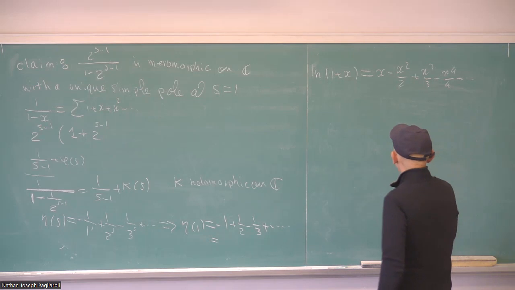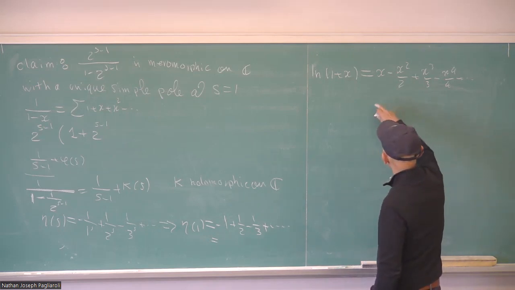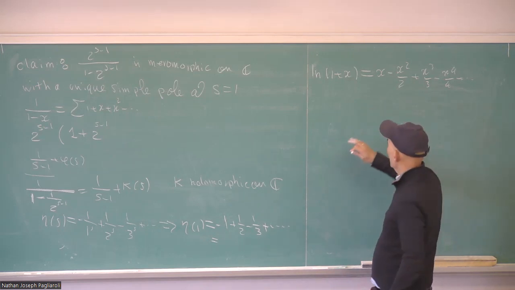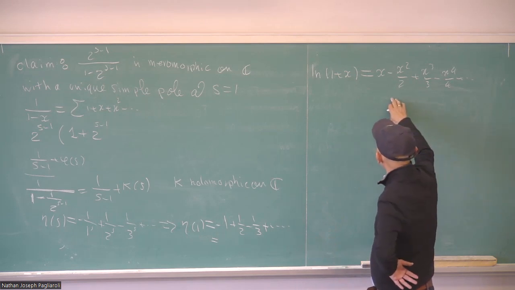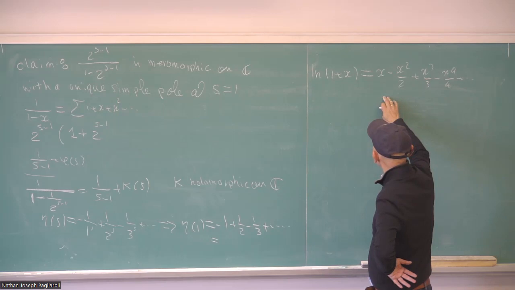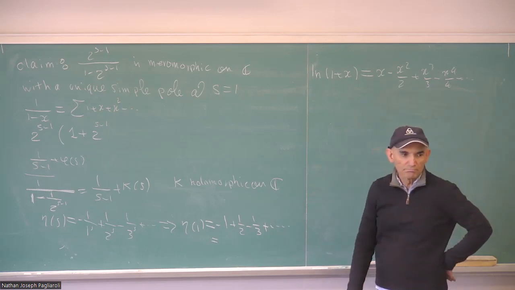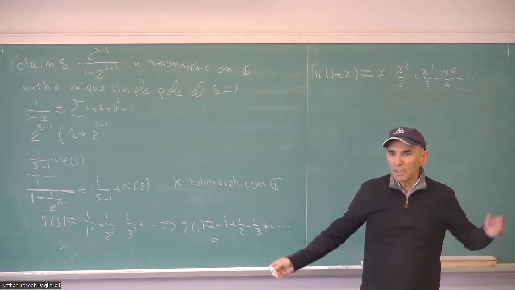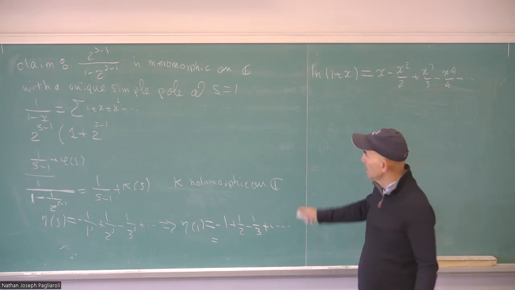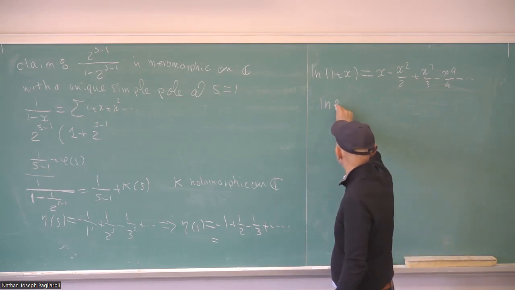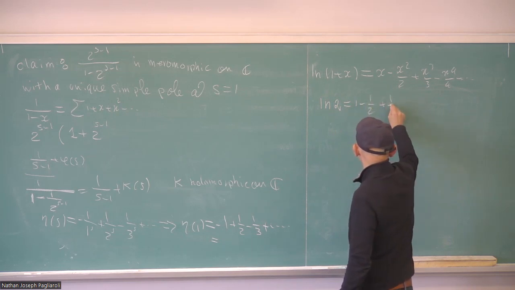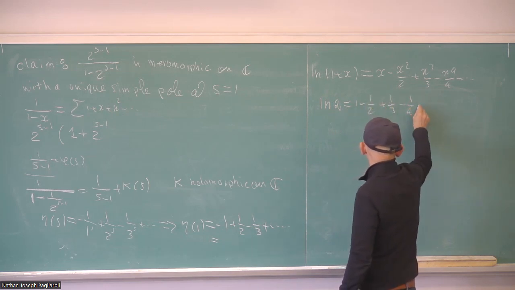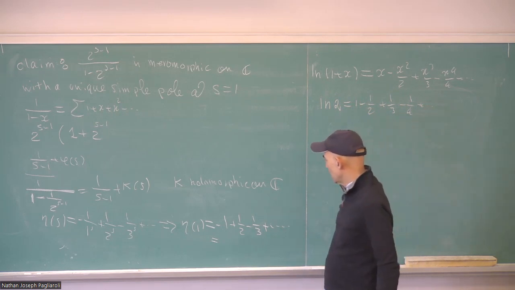Okay, so let me just check that I'm not off by a negative sign. So I just privately check it for myself. I won't tell you. I have a way of testing this. This seems to be okay. Then put x equal to 1. We get ln 2 is equal to 1 minus 1/2 plus 1/3 minus 1/4. And here we have this.